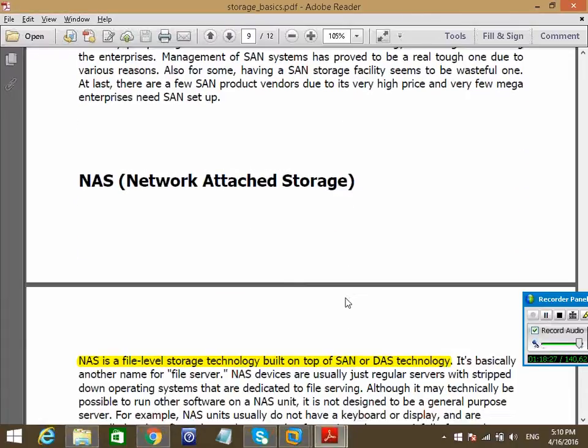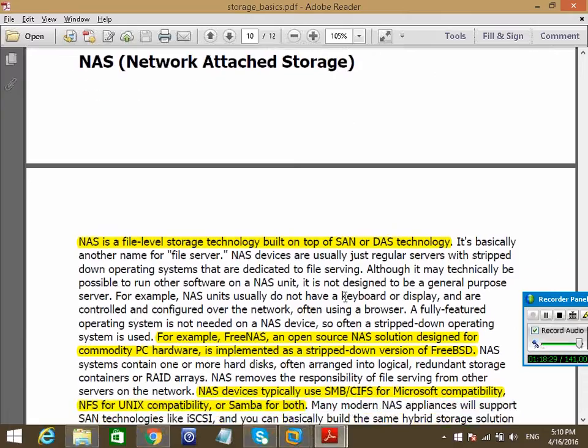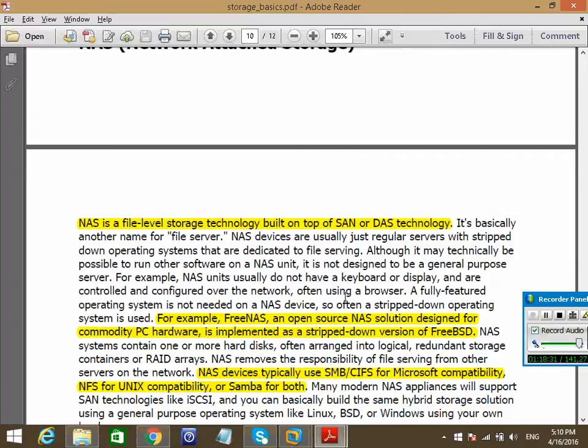So NAS is file level storage. The only difference between the SAN and the NAS is that the SAN is a block level storage device and the NAS is a file level storage device. This is just like sharing a folder on a network. If you want to share your folder, you right click and share it, and other people can access it. That's called file level sharing.